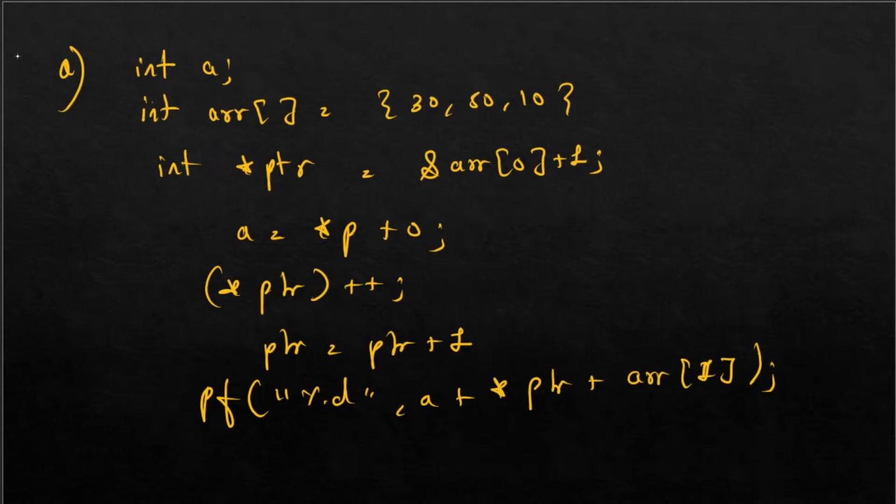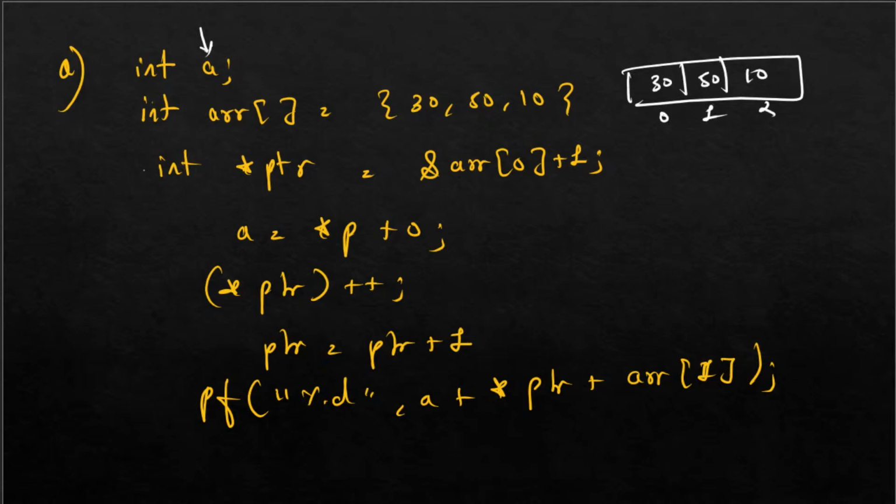So this was one of the questions. Let's see the solution for this now. So clearly this variable is given, which is a. After that, the array is given, which is 30, 50, 10, which is index 0, 1, 2. Okay. A pointer variable is given, the address of the 0th element plus 1, and that is stored. So that means the PTR is pointing to 50. Okay. Because this plus 1, that means what? It is pointing to 50.